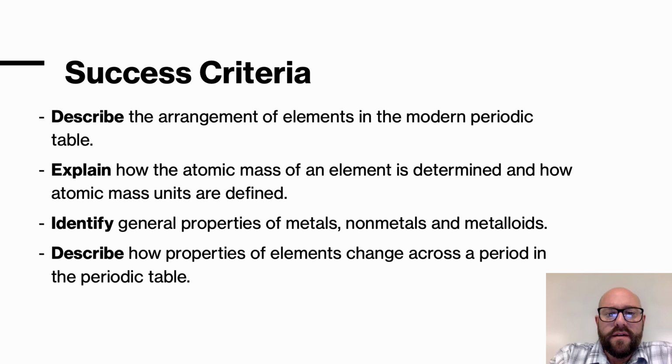The success criteria for today's lesson: Describe the arrangement of elements in the modern periodic table. Explain how the atomic mass of an element is determined and how the atomic mass units are defined. Identify general properties of metals, nonmetals, and metalloids. And describe how properties of elements change across a period in a periodic table.